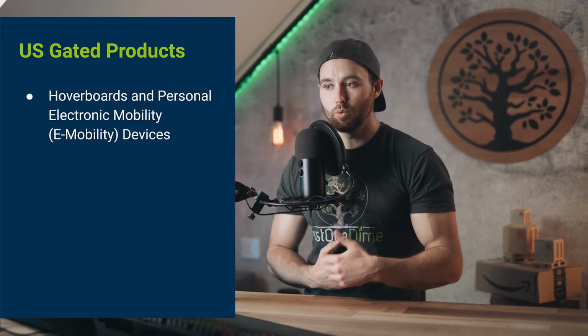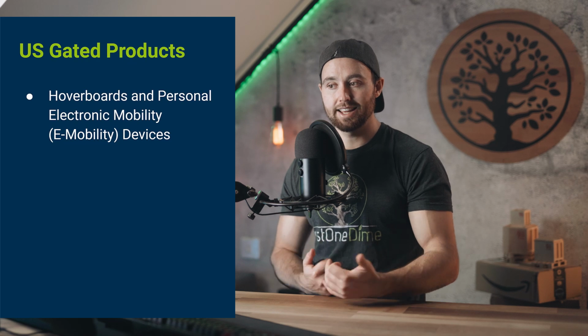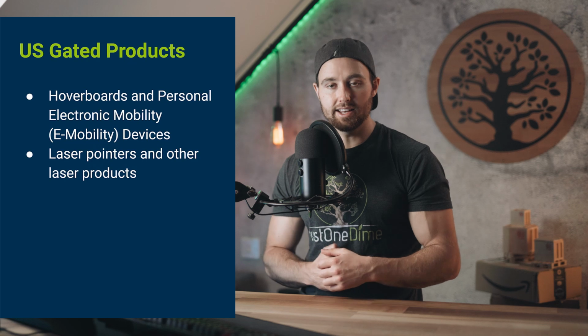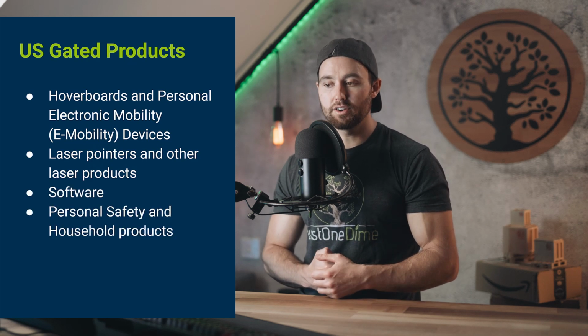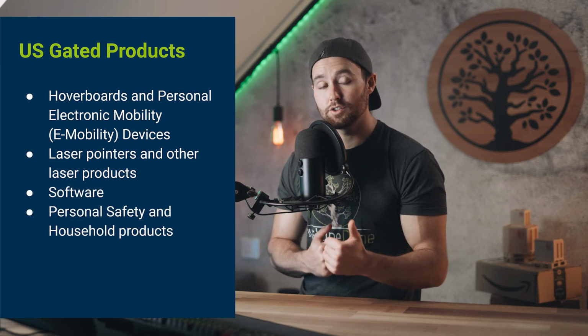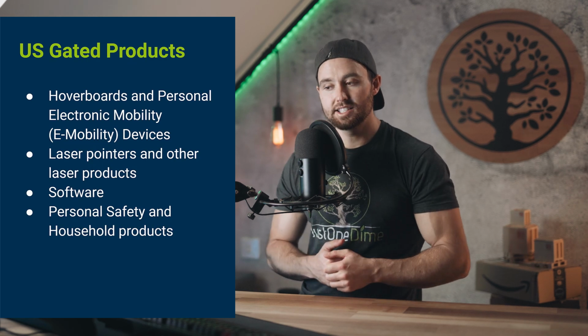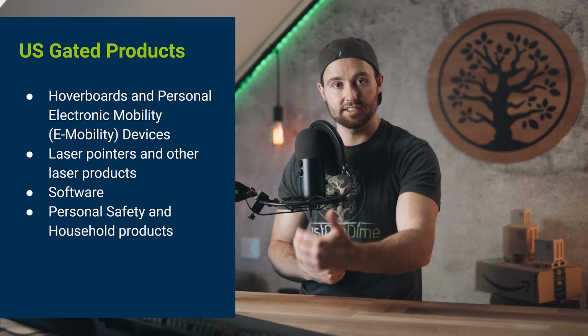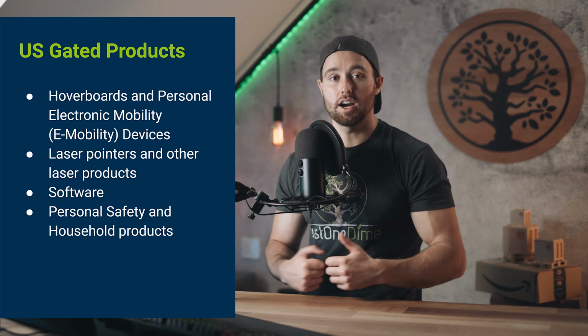So now we've looked at the categories, the big overarching gates on the US market. Let's look more at the specific product gating that they put in place. Here are the US gated products. We have hoverboards and personal electronic mobility devices, laser pointers and any laser products, software, personal safety and household products. This relates specifically to PPE products, that personal protective equipment stuff, due to the current situation.